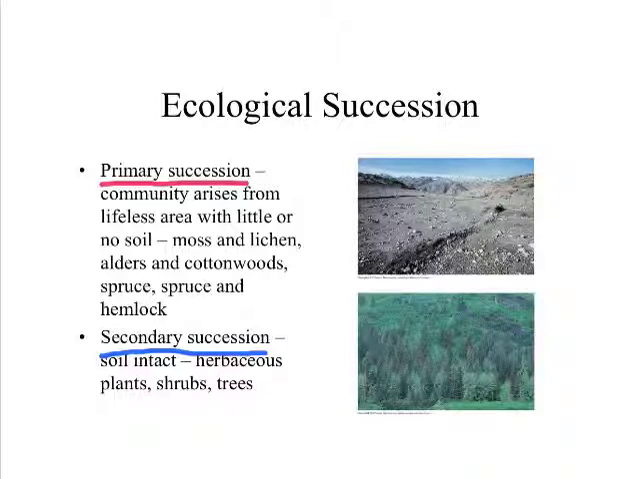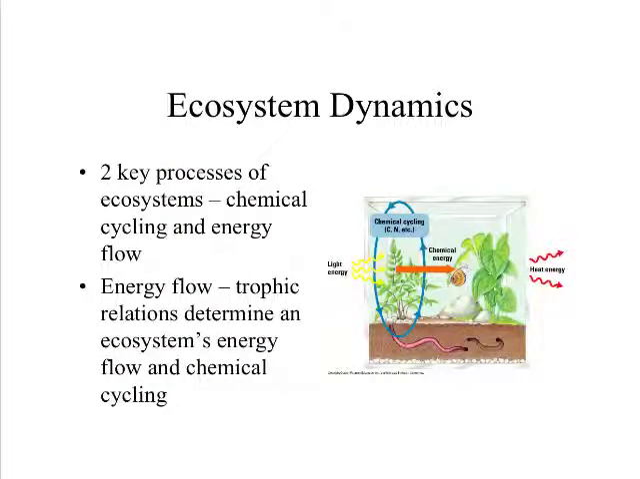It's very nutrient-rich dirt, is soil. So it's a lot easier and quicker for those plants to be reestablished back into that community. So when soil is intact, we can get secondary succession, and that happens at a much quicker rate than primary succession.